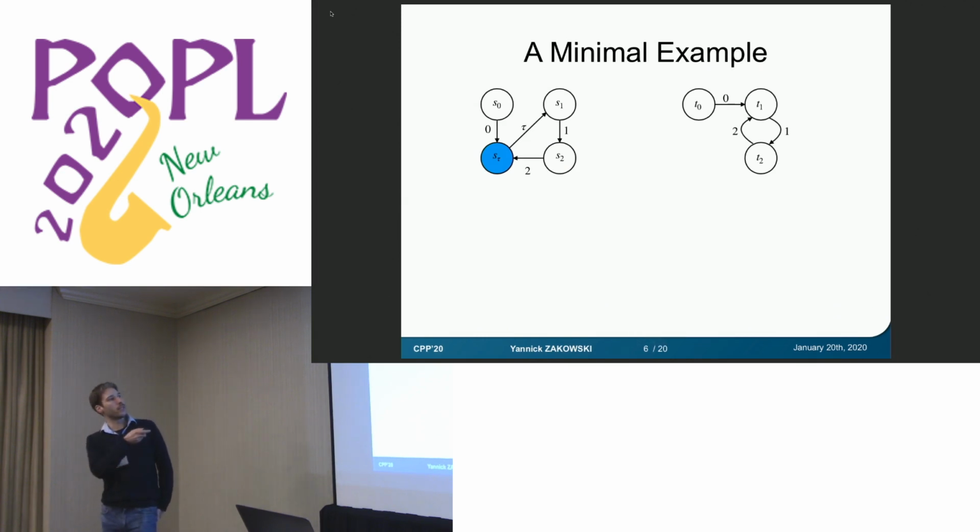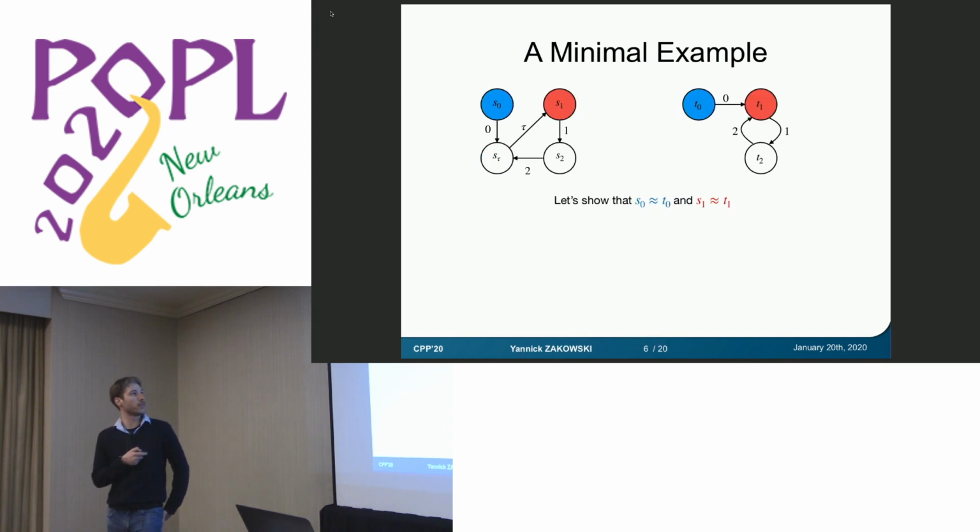And to the right, you have the same stream, but there is no internal step in it. What we propose is to prove that the stream defined by starting from S0 is weakly bisimilar to the one from T0, and the one from S1 is weakly bisimilar to T1.